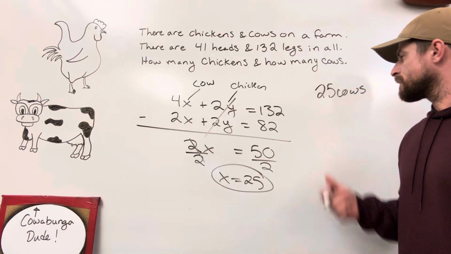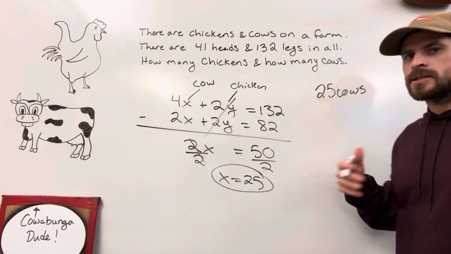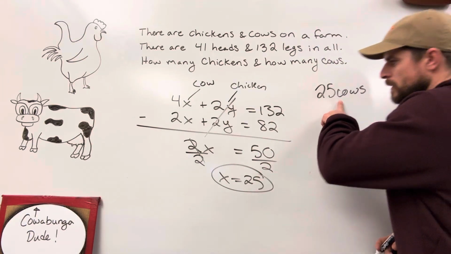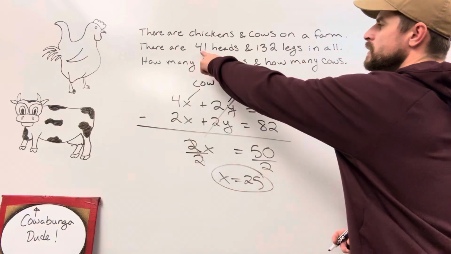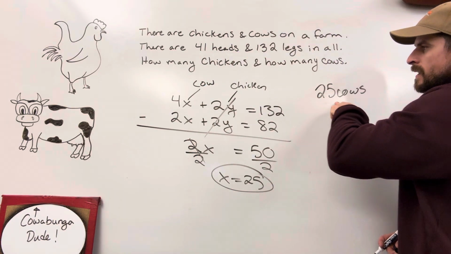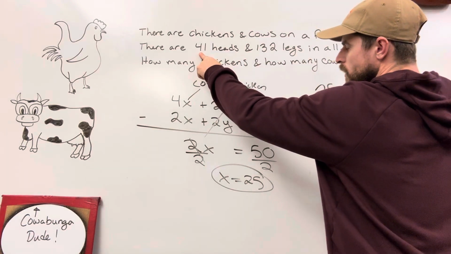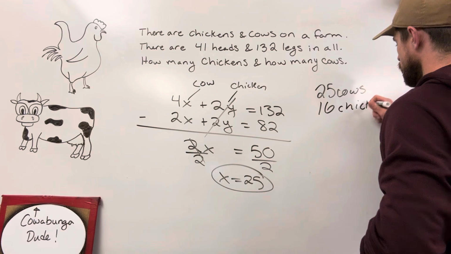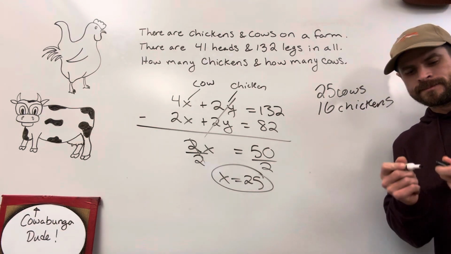Okay, x equals 25. Now if I have 25 cows, let's make it simple. Good mathematicians, somewhat lazy, right? We don't necessarily have to put 25 back into an equation because we know there's 41 total heads. If 25 of the heads are cows, how many more do we need to get to the total of 41? Yep, 16 chickens on the farm.